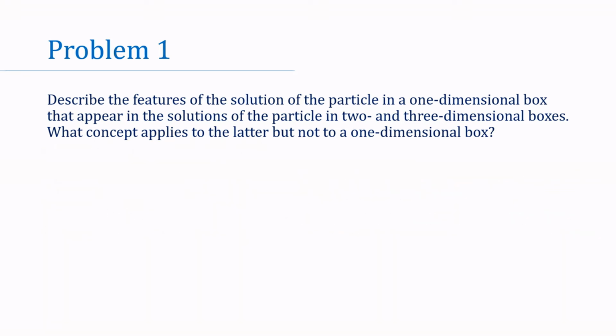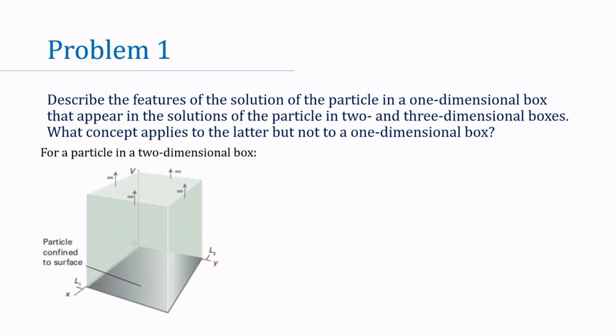Continuing on, let us now consider a particle in a two-dimensional box as illustrated below. In this particular illustration, our box has a length L sub 1 on one side and L sub 2 on the other side. Notice that on each side, the potential goes all the way up to infinity, thus forming the wall of our box.